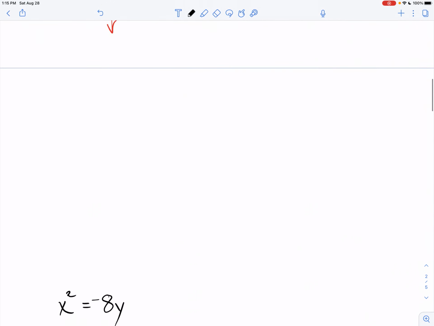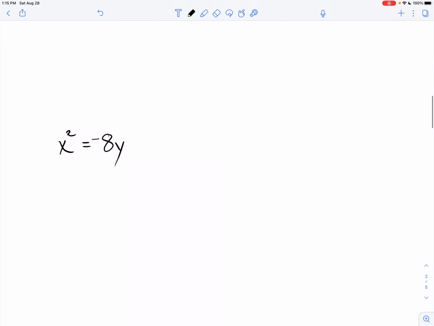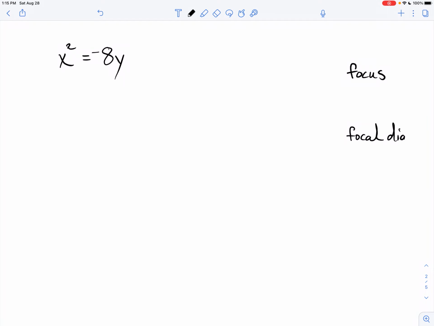So here we go. Let's look at this one. Oh my gosh, x squared equals -8y. So here's the deal with this. I am going to point this out to you a little bit smoother this time. In order to answer the questions on the homework, they're going to ask you, what is the name of the focus? They're going to ask you, what is the focal diameter? They are going to ask you the name of the directrix.